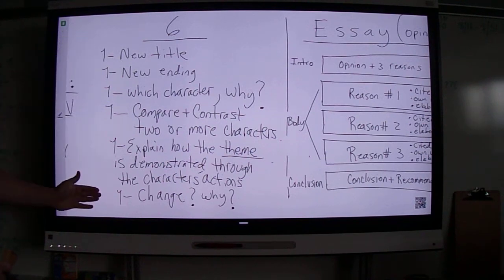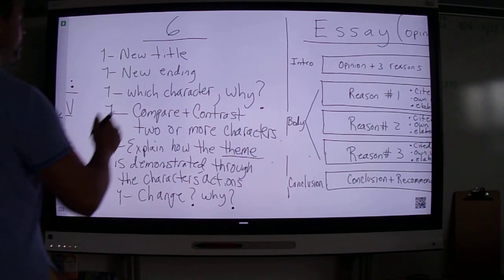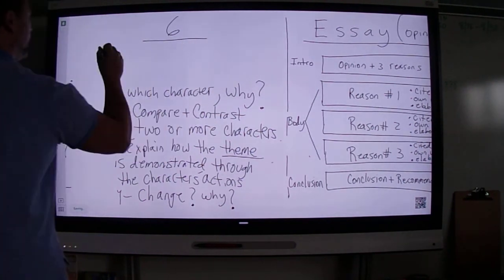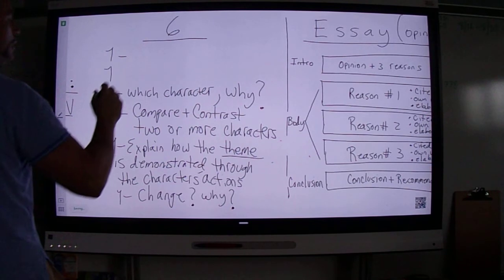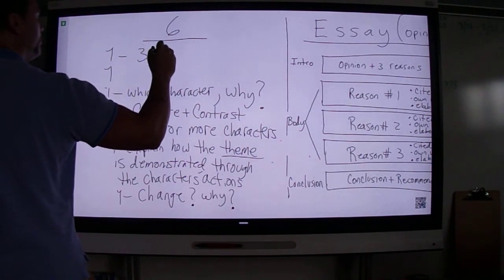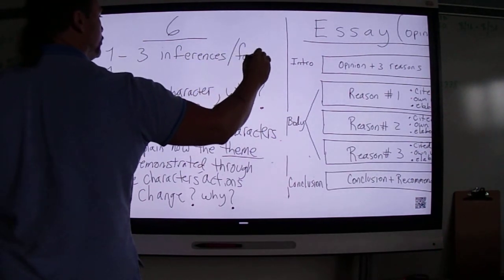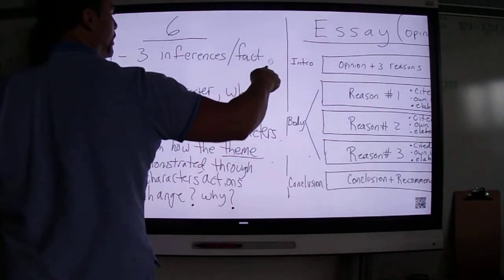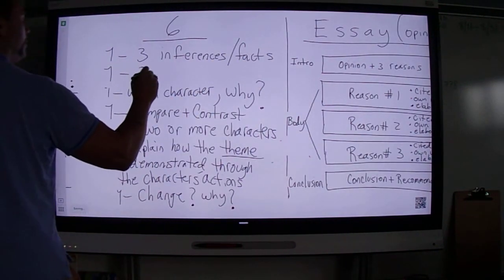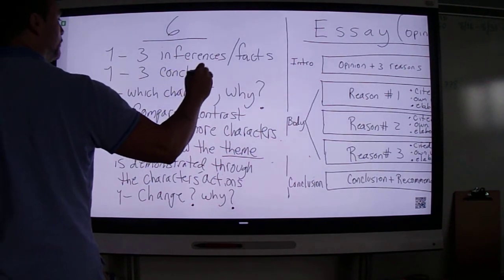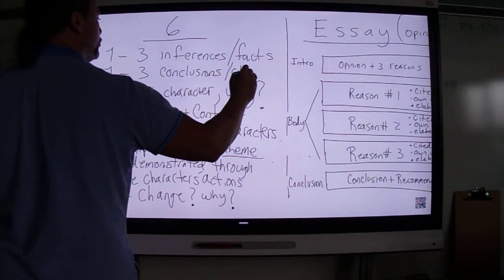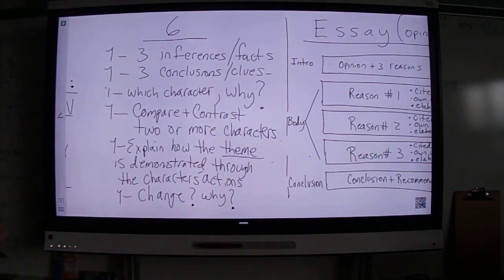Now, you can alter this. You might be focusing on this particular time of the year, critical reasoning, for example. So for critical reasoning, you might want to take these 2 out, add 2 new tasks. Make 3 inferences based on facts of the story, or you may say also, give me 3 conclusions based on clues in the story. It really depends on the type of story and literature that the student is reading.